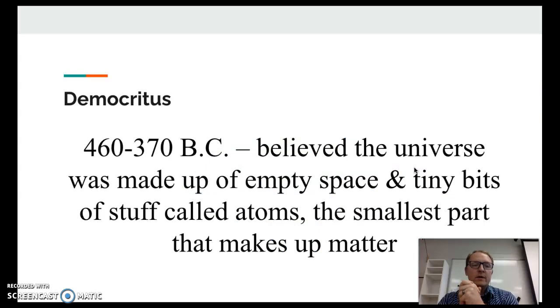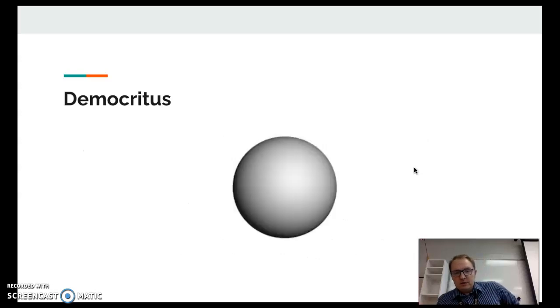Take a look at 460 to 370 BC. We had Democritus, who came up with this idea that everything in the universe was made up of these tiny little building blocks. And he called them atoms, right? And so this was the first idea that maybe there was something smaller that our eyes couldn't pick up on that made up all other matter throughout the world.